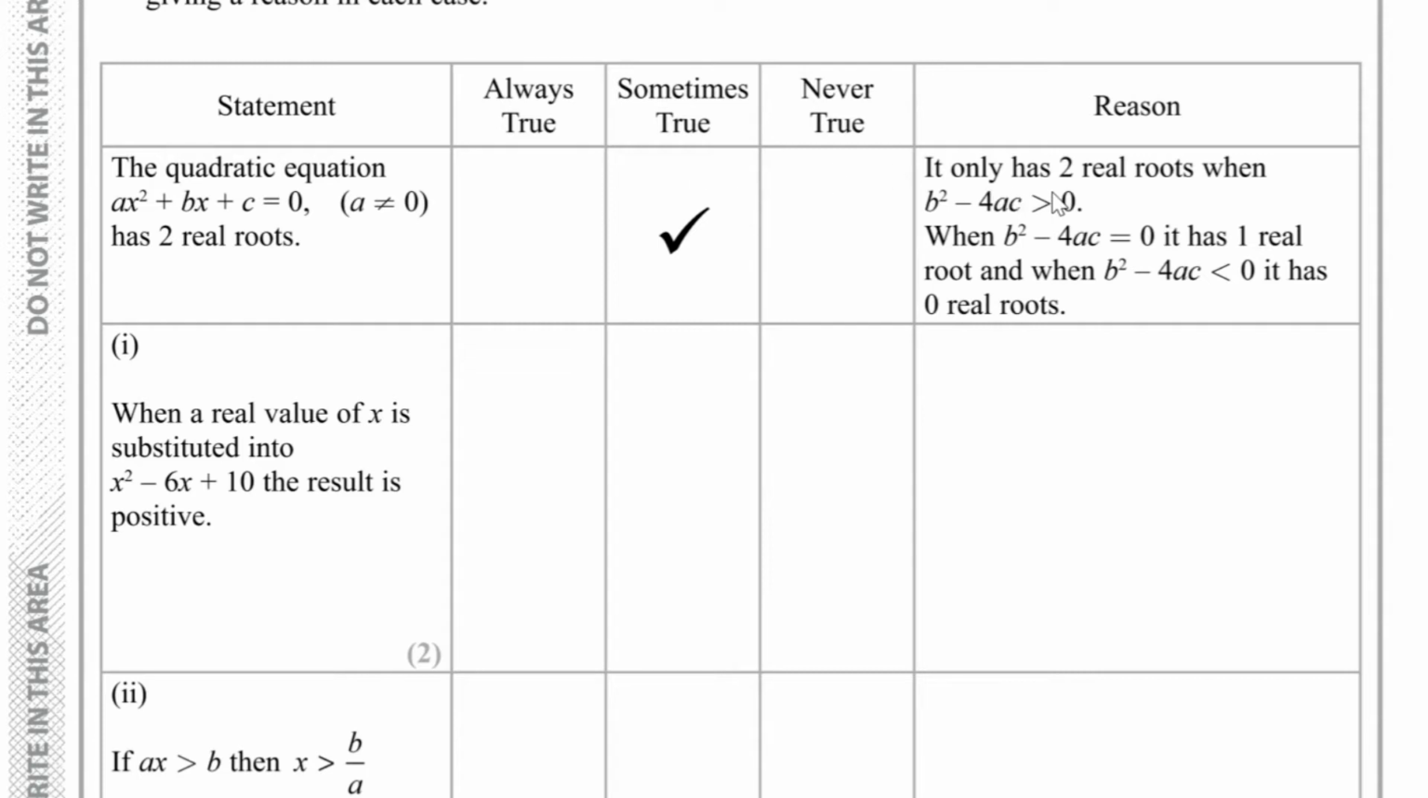Well, this is sometimes true because if it's got two real roots, then the discriminant b squared minus 4ac is greater than 0. When the discriminant b squared minus 4ac is equal to 0, it has one real root, and when b squared minus 4ac is less than 0, it's got 0 real roots.